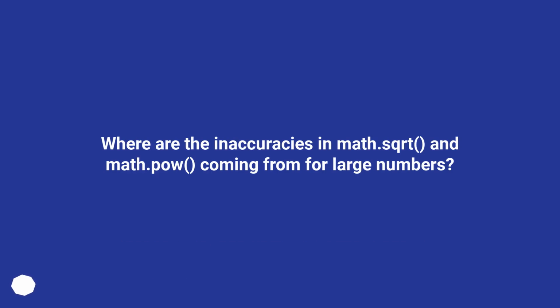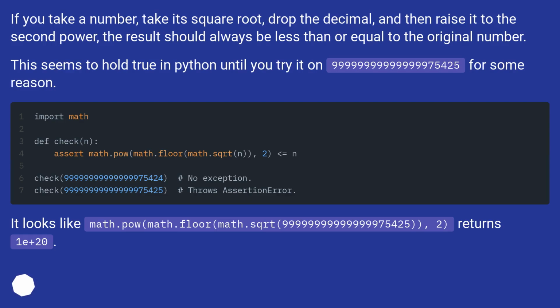Where are the inaccuracies in math.sqrt and math.pow coming from for large numbers? If you take a number, take its square root, drop the decimal, and then raise it to the second power, the result should always be less than or equal to the original number.